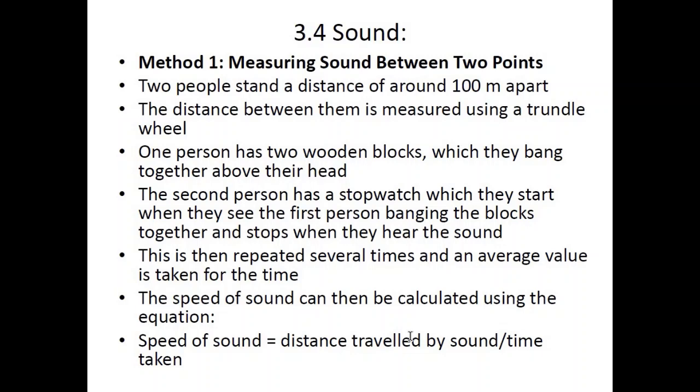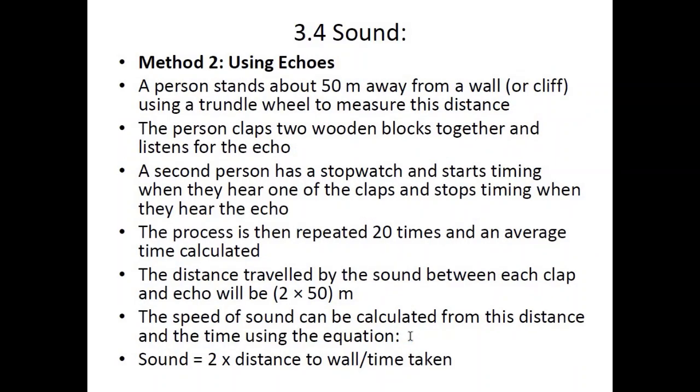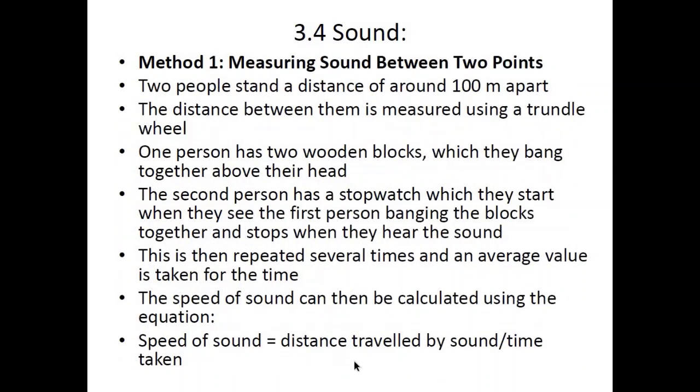The second person has a stopwatch which they start when they see the first person clapping the blocks and stop when they hear the sound. This is then repeated several times and an average value is taken for the time. The speed of sound can then be calculated using the formula speed equals distance upon time. In this case, distance would be 100 meters and time would be the average value you get from the stopwatch.